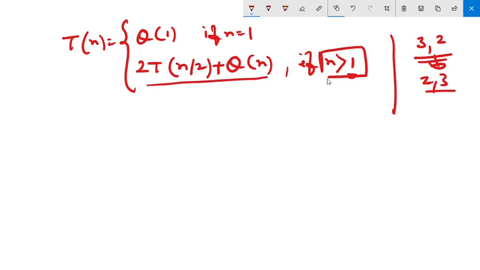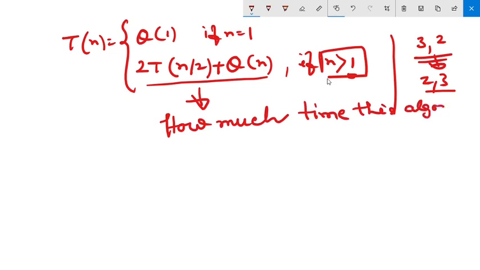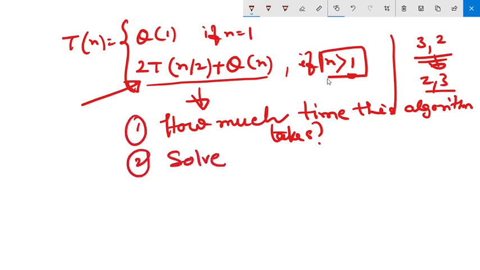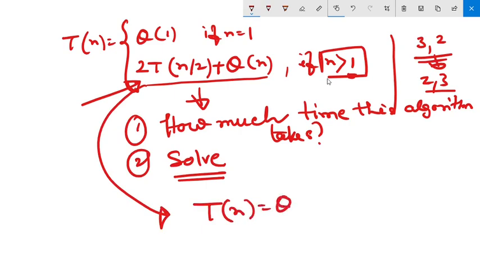If you represent the algorithm in terms of a recurrence relation, it doesn't say anything about the algorithm, how much time it takes. You cannot say anything from this. If you represent it like this, it is not going to tell you how much time the algorithm takes. So you have to solve this recurrence relation. If you solve this, the result will be T(n) equal to theta of n log n.